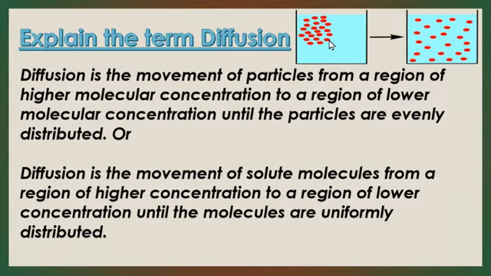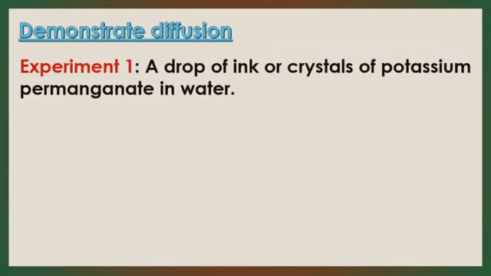Now, what they're saying is that there is movement of these particles from this region where it is highly concentrated to this region where the concentration of the particles is low. So this is diffusion. And remember, it can occur in both liquid and gas. For that reason, let us quickly move on to how to demonstrate diffusion in everyday life. One will be diffusion in liquid, and the other one will be diffusion in air. So let's take the first experiment.